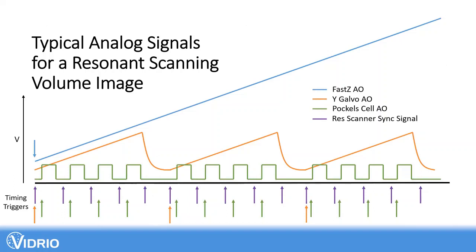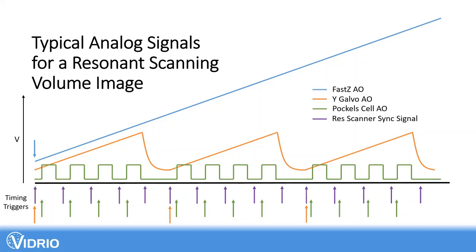So just to give you a feeling of what that means on the software level, a typical analog signal profile for a resonant scanning volume image might look something like this. In the blue line, there's a fast Z piezo, where a trigger starts a linear voltage increase that sends the piezo in the Z direction. And then you've got a Y galvo scanning in the Y direction and then flying back, with triggers to start each of those scanning motions. And then a Pockels cell that's turning the laser beam power on and off at the edges of a linear scan.